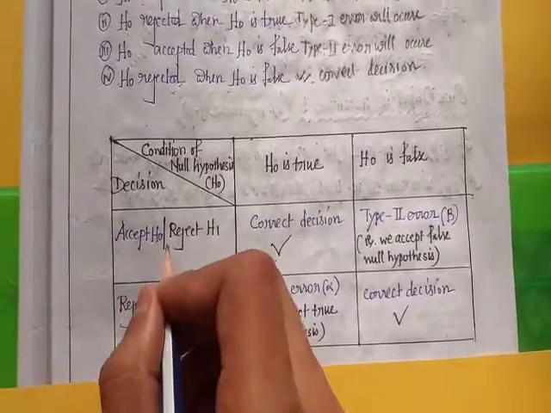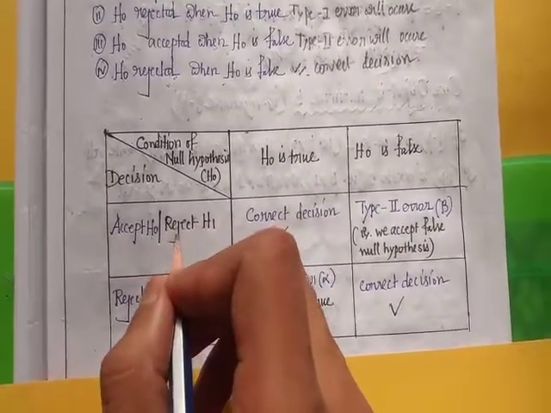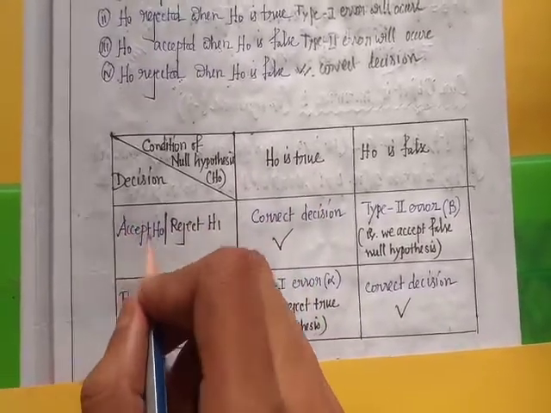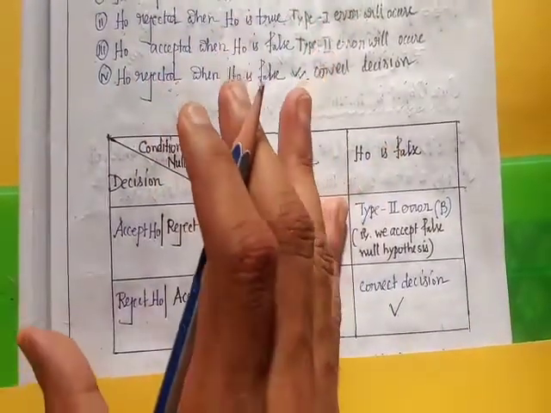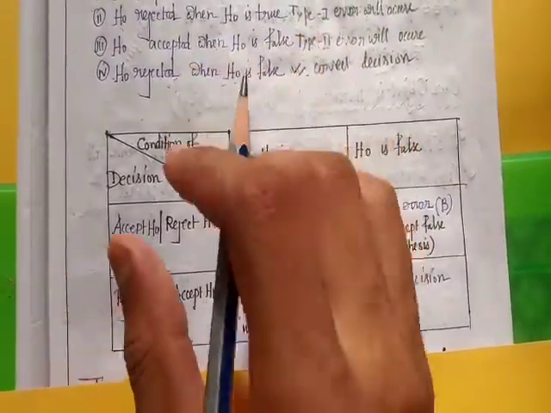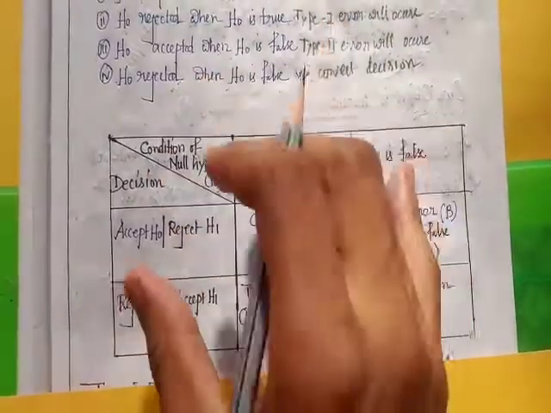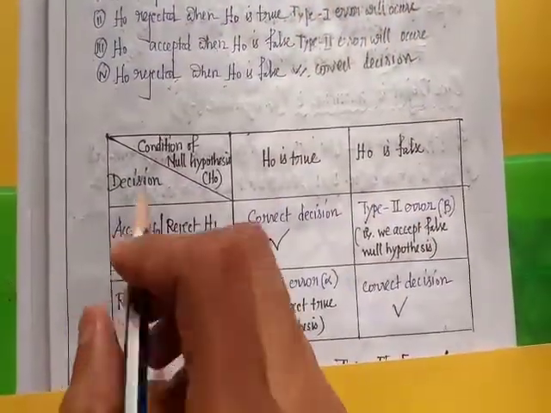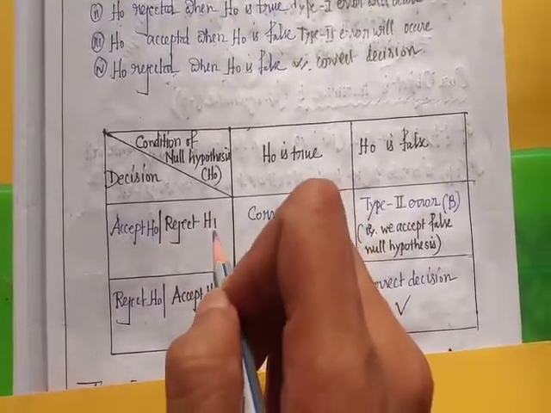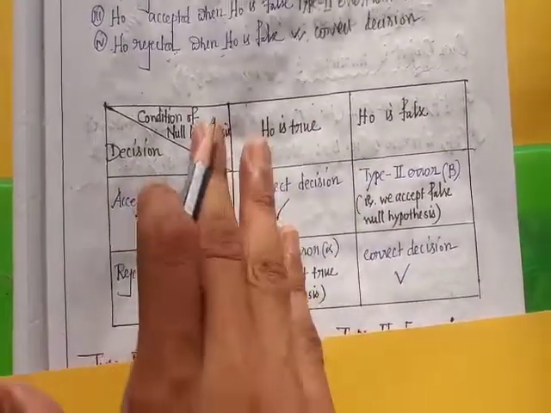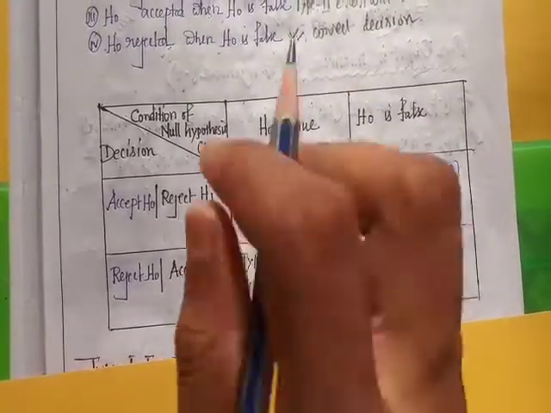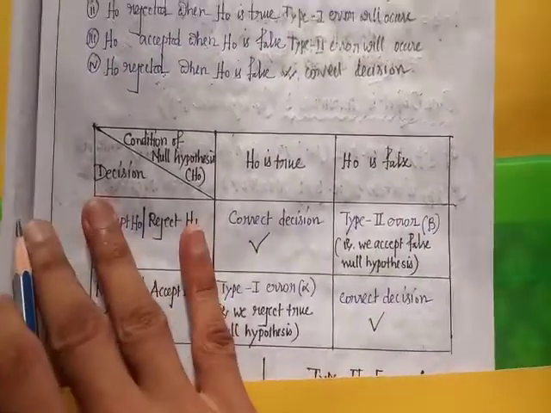Accept H0 means reject the alternative hypothesis, since the alternative hypothesis is the complement of the null hypothesis. So the decisions are: accept the null hypothesis means reject the alternative hypothesis, and reject the null hypothesis means accept the alternative hypothesis.